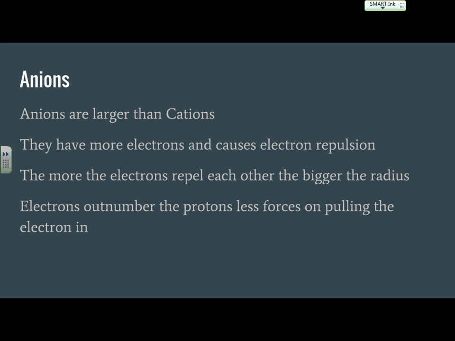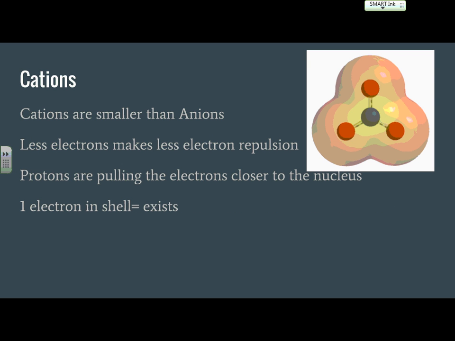So I know that nuclear charge does still have somewhat of a role here, because we haven't talked about changing the number of levels. So that is a factor we need to consider in addition to electron repulsion. And cations are smaller than anions because they have fewer electrons, which means they have less electron repulsion.